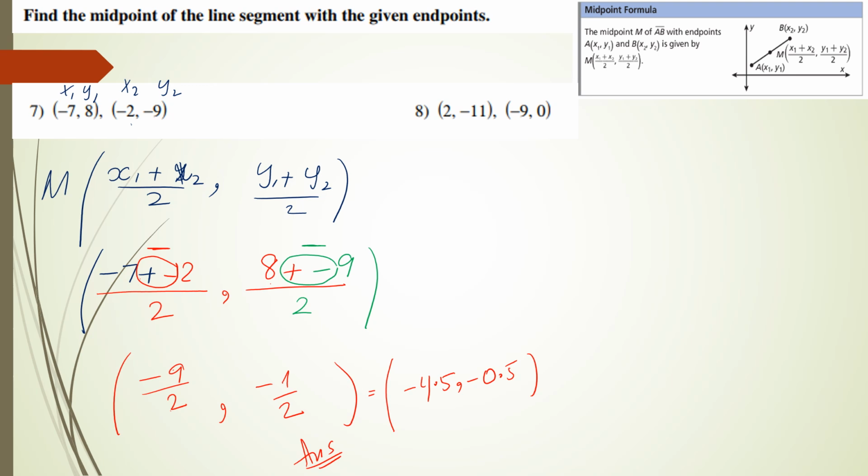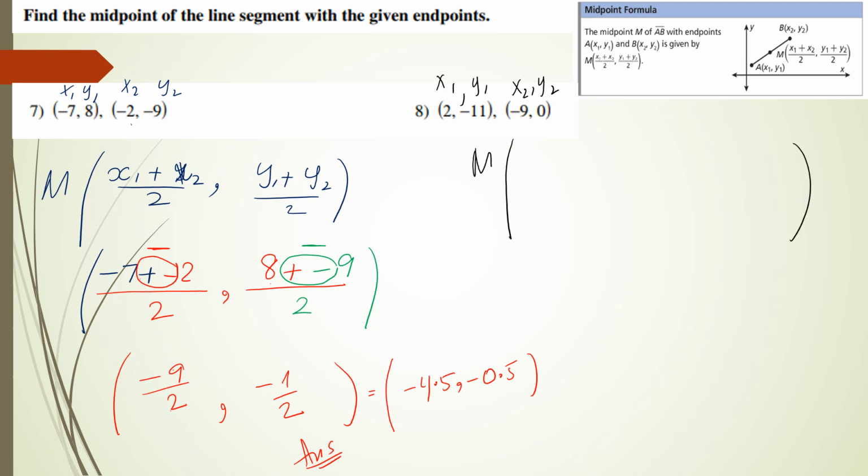Here, the coordinates of the 2 points are given to you. Name one as x1 and y1. Don't name it as x1, x2. No. First the x value and then the y value. Name the other point as x2 and y2. Now the formula is already given to you.